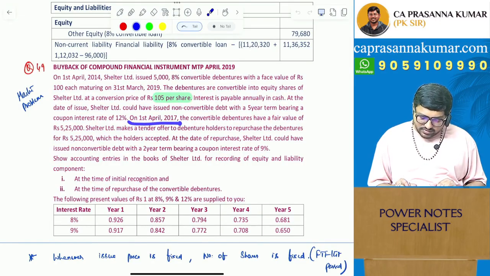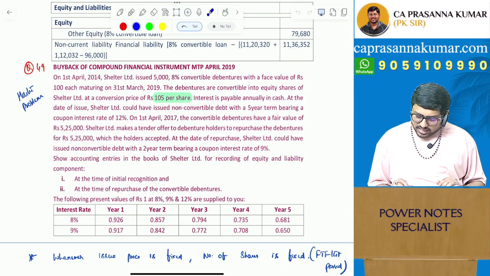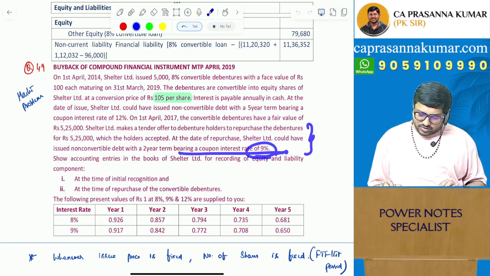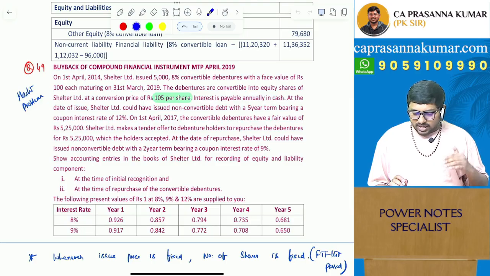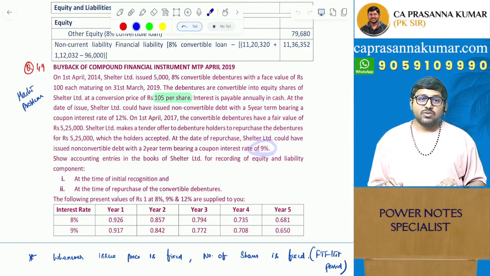On 1st April 2017, that is 15, 16, 17, after 3 years, the convertible debentures have a fair value of 5,25,000. Shelter Limited makes a tender offer to the debenture holders to repurchase the debentures for 5,25,000, which the holders have accepted. At the date of repurchase, this is nothing but buyback, and Shelter Limited could have issued non-convertible debt with a 2-year term bearing a coupon interest rate of 9%. So this 9% is nothing but the market rate of interest on the buyback date. Because on the buyback, 2 years is left over for your particular debenture, right? So a comparable 2-year debenture can be issued at 9%, it seems. Therefore you'll be using 9% to find out the fair value.